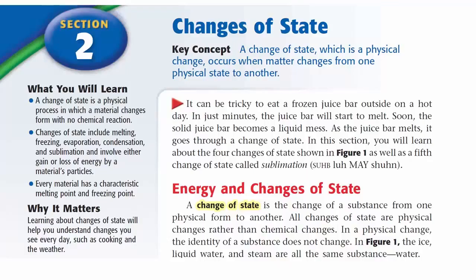sublimation. It can be tricky to eat a frozen juice bar outside on a hot day. In just minutes, the juice bar will start to melt. Soon, the solid juice bar becomes a liquid mess. As the juice bar melts, it goes through a change of state. In this section, you will learn about the 4 changes of state shown in Figure 1, as well as a 5th change of state called sublimation.